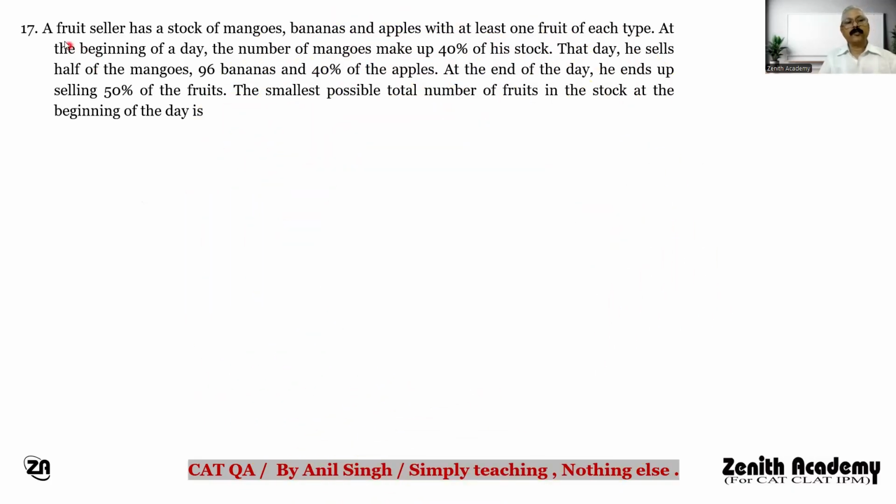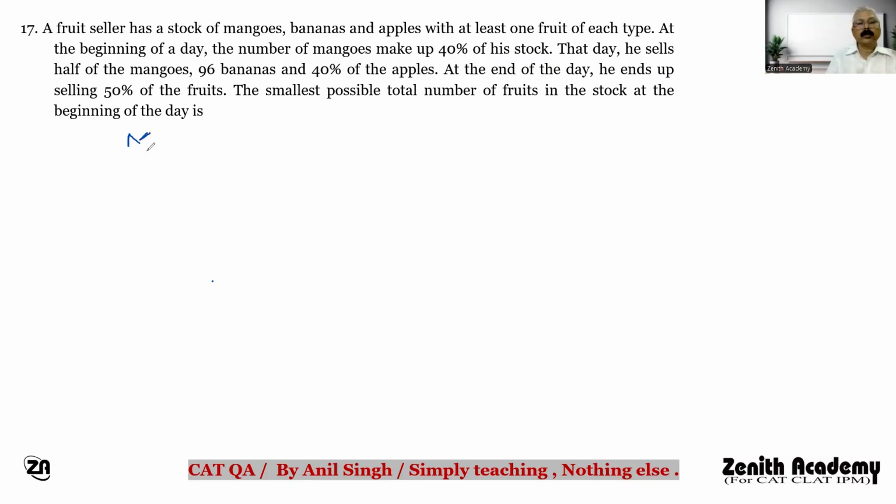In this question, a fruit seller has a stock of mangoes, bananas, and apples with at least one fruit of each type. At the beginning of a day, the number of mangoes make up 40% of his stock. That day, he sells half of the mangoes, 96 bananas, and 40% of the apples. At the end of the day, he ends up selling 50% of the fruits. Find the smallest possible total number of fruits in the stock at the beginning of the day. Okay.